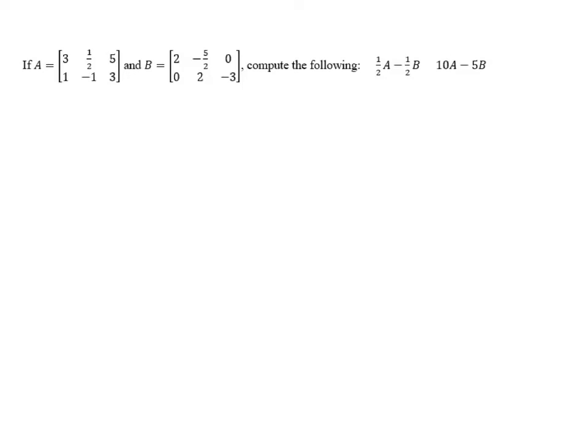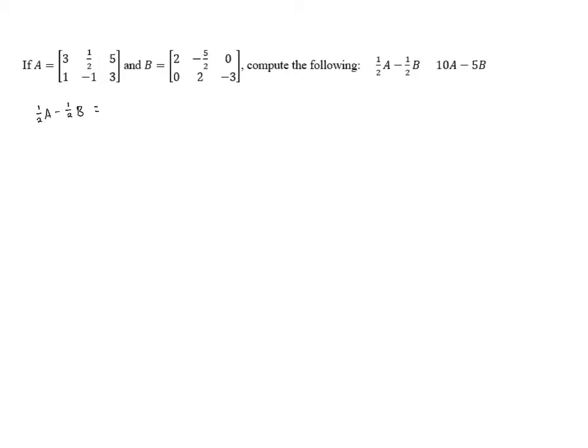If A is the 2 by 3 matrix with entries 3, 1/2, 5, 1, -1, and 3, and B is the 2 by 3 matrix with entries 2, -5/2, 0, 0, 2, and -3, compute the following: 1/2 A minus 1/2 B and 10A minus 5B. We'll start by looking at 1/2 A minus 1/2 B.